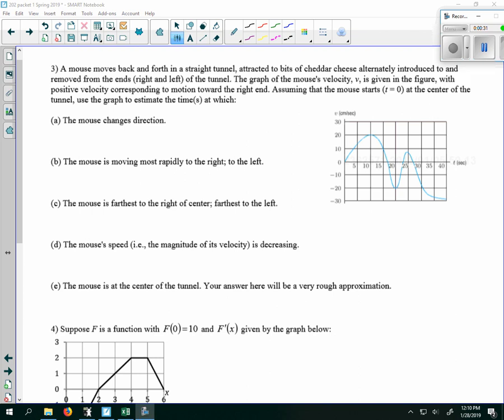When does the mouse change direction? So if positive velocity means moving to the right and negative means moving to the left, then when you switch from positive to negative or negative to positive, the mouse is changing direction. So that happens here and here and here. So at about 17, 23, and 27 seconds.